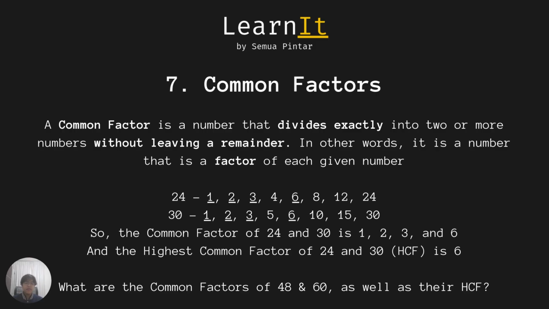So the common factor is a factor that can divide both numbers, meaning a number that appears in both of the lists. In this case, it is 1, 2, 3, and 6. And the highest common factor is simply the highest number from this set, which in this case is 6. So let's try a bit of practice here. What are the common factors of 48 and 60 as well as their highest common factor?